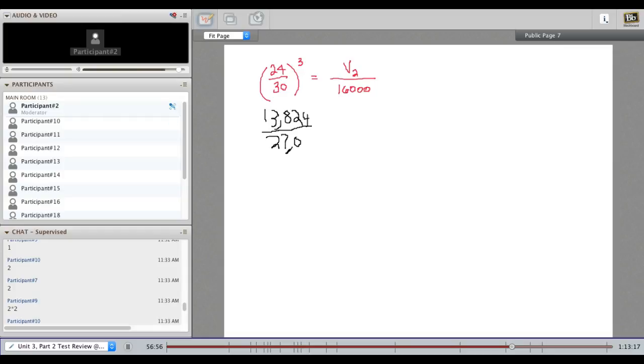Can you guys tell me how Dustin got this 13,824? That is correct. And again, it's challenging your computation and algebra skills. You have to remember what the rules are that are allowed. If I have cubed and I have a fraction in there, what can I do? Yes, the cubed applies to both the 24 and the 30. So it's 24 cubed over 30 cubed. If you type in 24 cubed, you get this number here, and 30 cubed gives you 27,000.